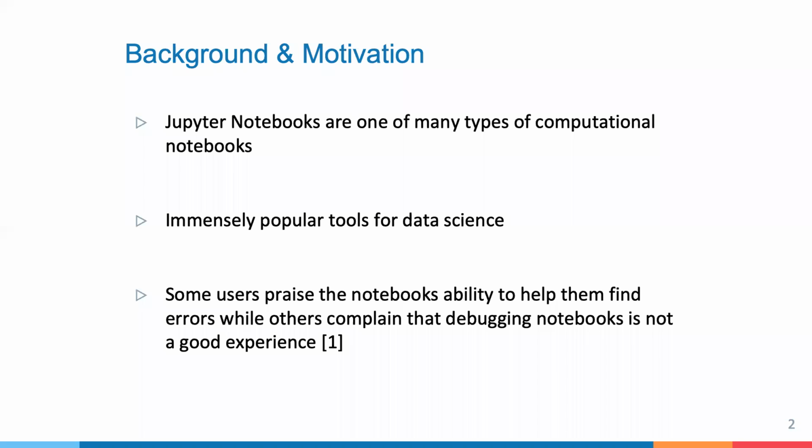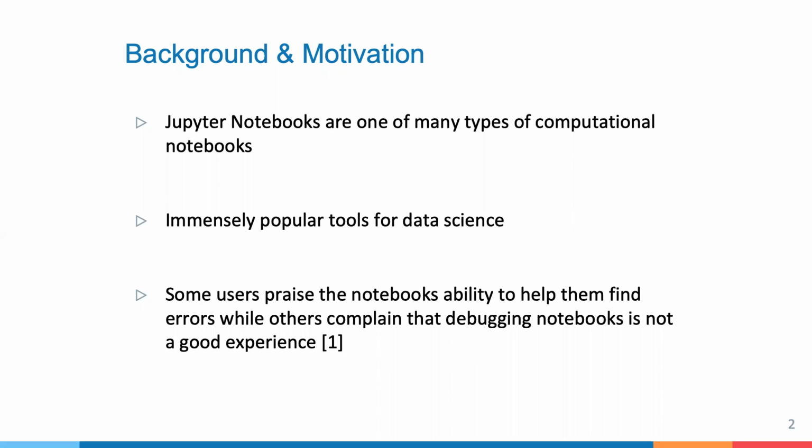I'm presenting on our paper titled Error Identification Strategies for Python Jupyter Notebooks. Jupyter Notebooks are one of many types of computational notebooks. Others include R Markdown, Azure, and Google Colab. All computational notebooks are immensely popular tools for data science tasks. However, Jupyter has been described as the de facto standard, and over 6 million are publicly available on GitHub.